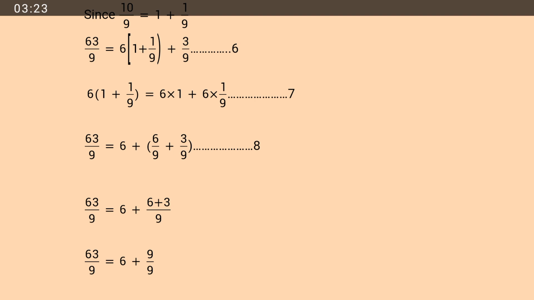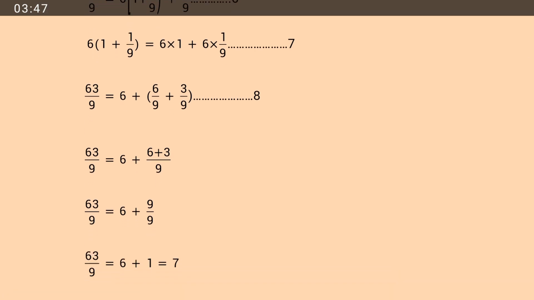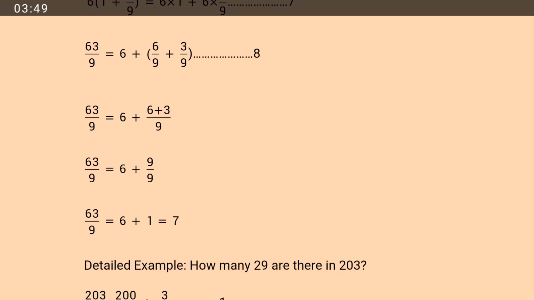And from there, if you know fractions, since the denominators are the same, you pick one of them and add the numerators because it's addition. So 63 over 9 is equal to 6 plus 6 plus 3 is 9, so it becomes 6 plus 9 over 9, and 9 divided by 9 is 1, and that becomes 63 over 9 is equivalent to 6 plus 1, which is equal to 7. That is the first example.